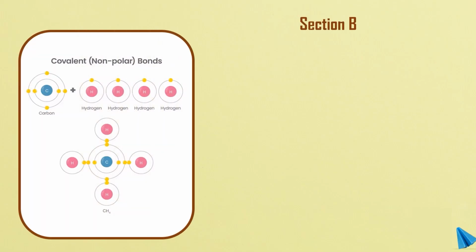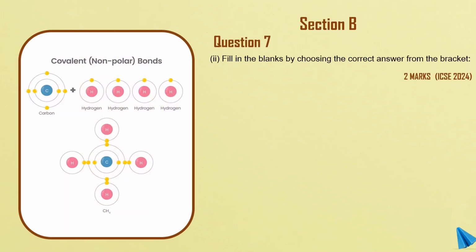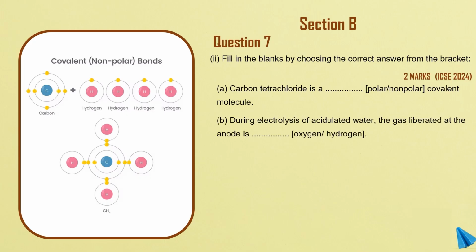Next question, that is your second question of question number 7. Fill in the blanks by choosing the correct answer from the bracket. A. Carbon tetrachloride is a dash polar or non-polar covalent molecule. Question B. During electrolysis of acidulated water, the gas liberated at the anode is oxygen or hydrogen.